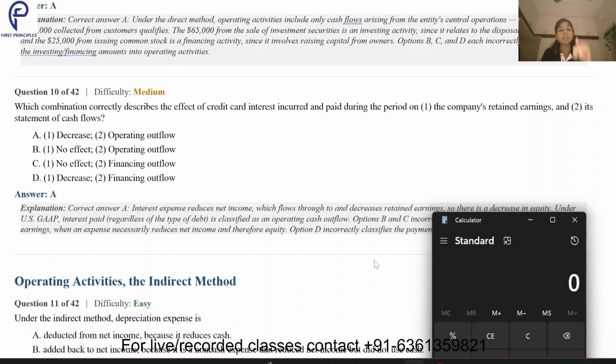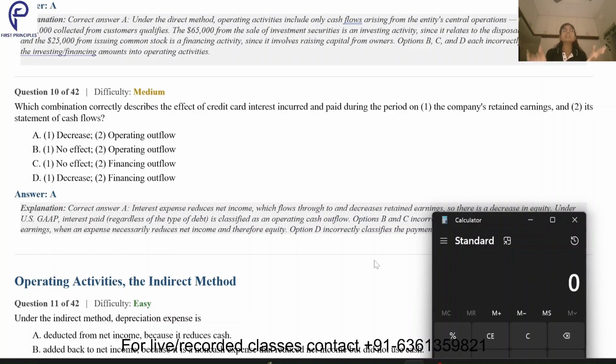That interest is reducing my net income. If my net income is getting reduced, the lesser amount is being added to my retained earnings. If a lesser amount is being added to my retained earnings, that means my retained earnings is getting decreased. So that is why option A is the correct answer.